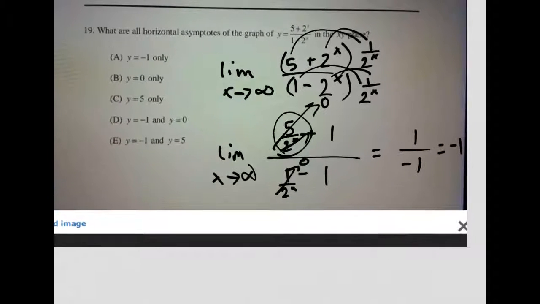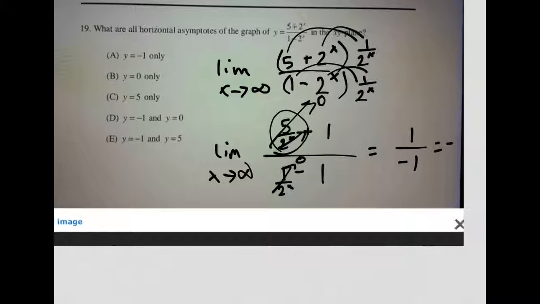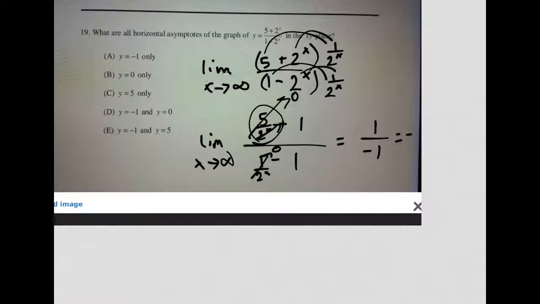So the same thing happens here. So I just get 0 plus 1, that's positive 1, and then I get 0 minus 1 over here, that's negative 1. So I get y equals negative 1. So my answer could be this, or it could be this, or it could be this. And I think it's E. But that's the limit as x approaches positive infinity.